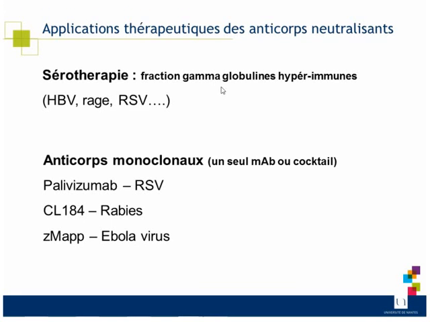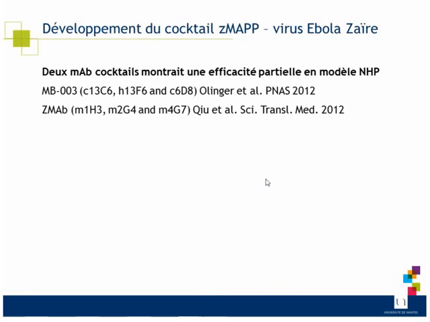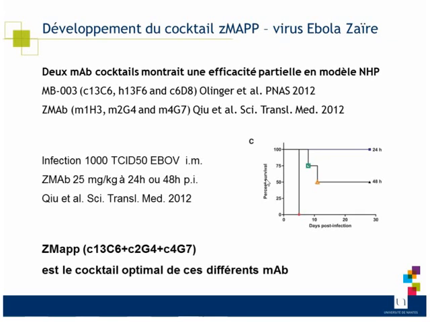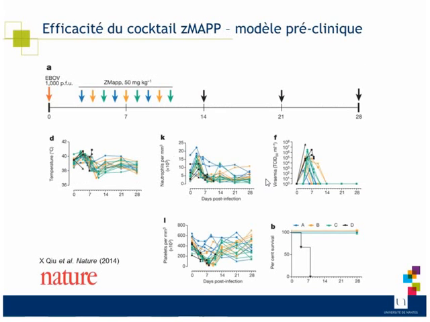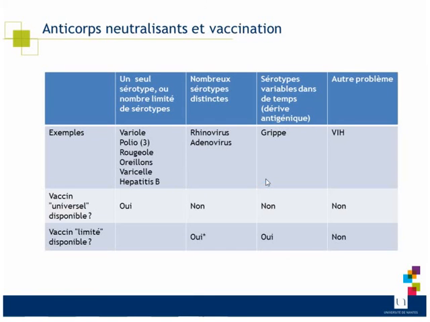So using neutralizing monoclonal antibodies is a successful therapeutic strategy. I'm going to skip the next two slides about the preclinical development of the ZMapp cocktail because it's a little bit less topical than it was last year. And I just want to use the time that I have left thinking about neutralizing antibodies and vaccination.